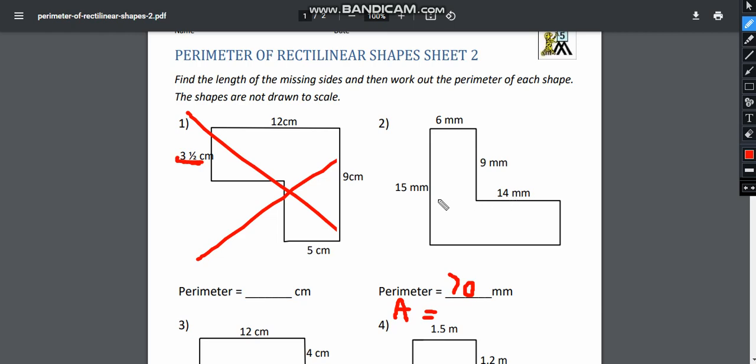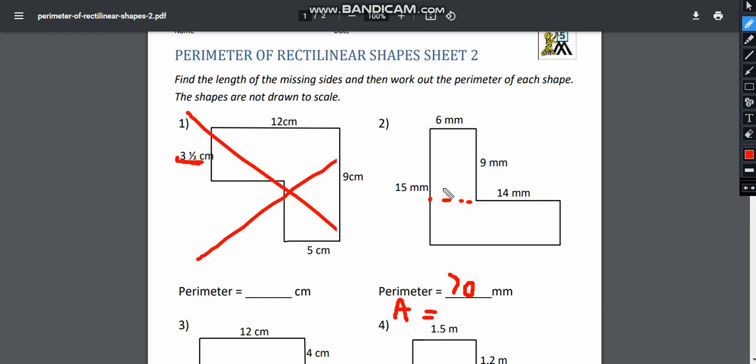Okay, so for all of these we have to split it up into 2 different shapes. There's 2 ways we can split it. We can either split it like this, or we can split it like that. It doesn't make a difference. I'm going to split it the first way, just out of preference, but it could be done either way.